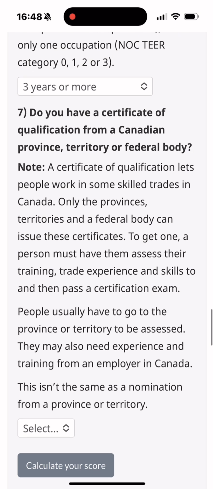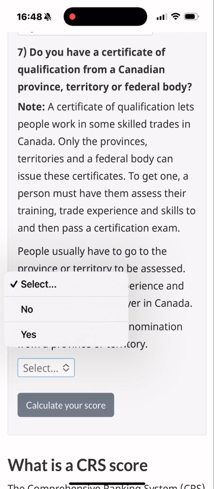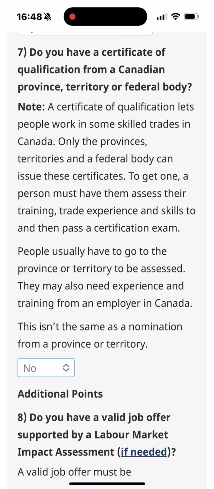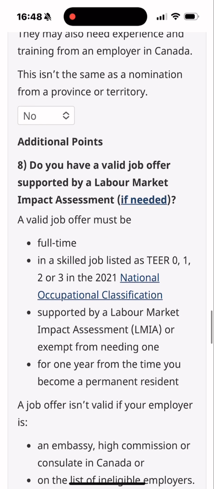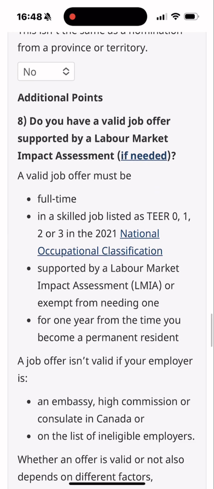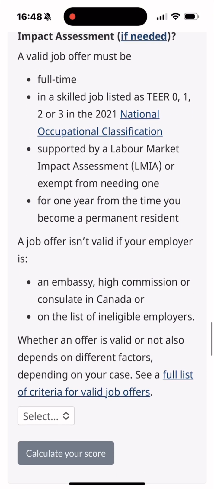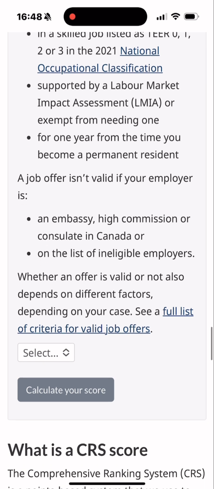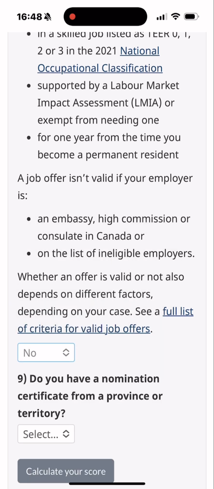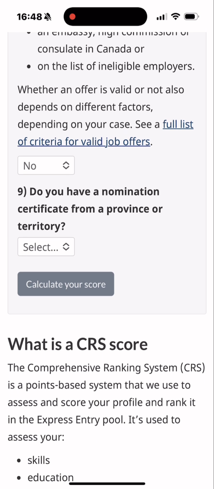The next is, do you have a certificate of qualification from a Canadian province, territory, or federal body? I put no in this case. If you have one, you can put yes, but most times, in the basic scenario, no. Then, do you have a valid job offer supported by a labor market impact assessment? There is a lot of information about the requirements the job is supposed to satisfy. However, for this case, I put no, because not many people have job offers in this scenario.